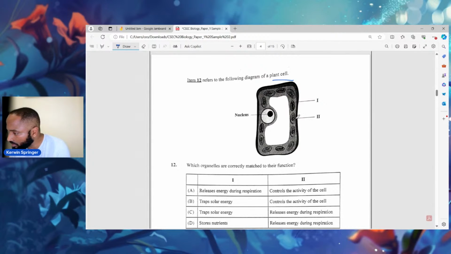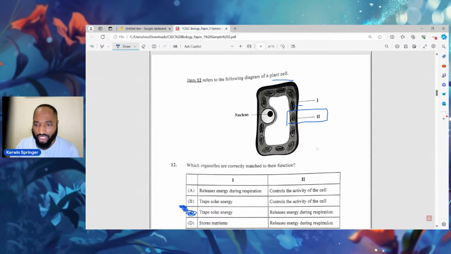2, I can barely make out what's going on here. Now, which one is the... C is the answer? You all tell me what is 1 and what is 2. 1 contains the chlorophyll, right? But what is 2?